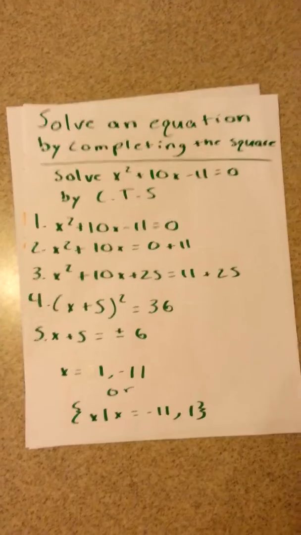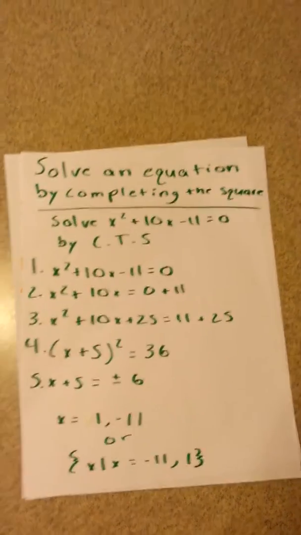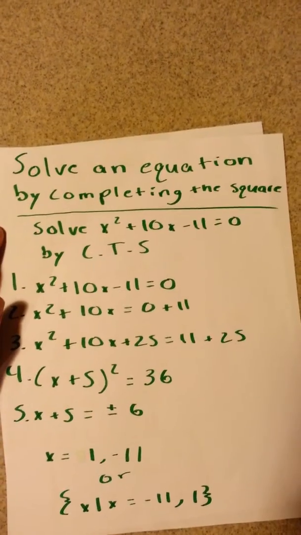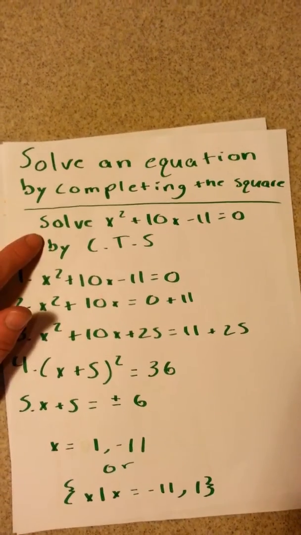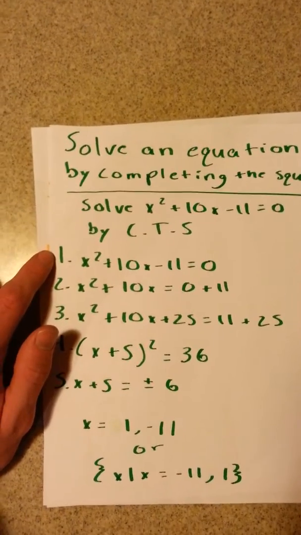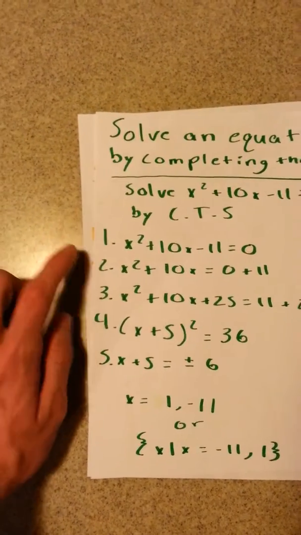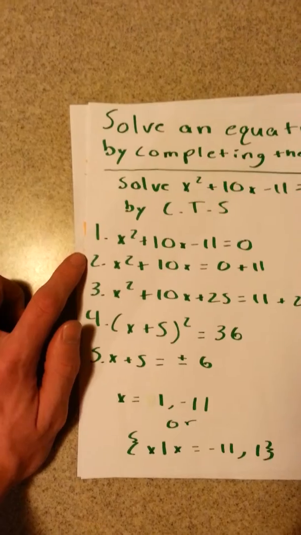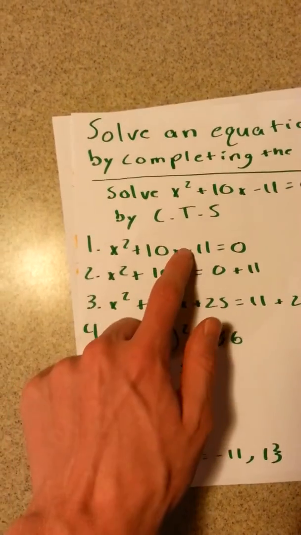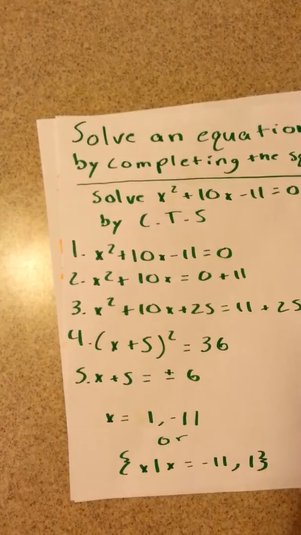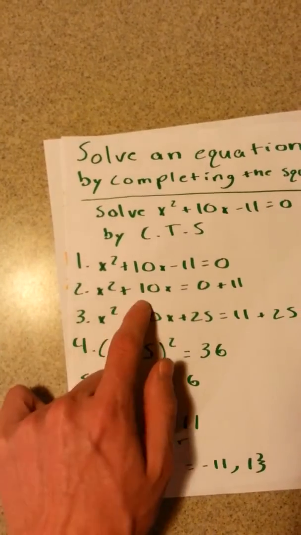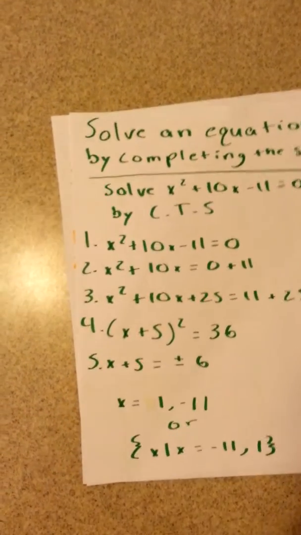Now, solve an equation by completing the square. Here we have our equation, x squared plus 10x minus 11 equals 0. We're going to try to solve that by completing the square. So step 1, just to write out your equation, could always do. Step 2, we want to get down to our x squared plus bx form. So we're going to add this 11 to our other side to get down to our x squared plus bx. So we have x squared plus 10x equals 11.